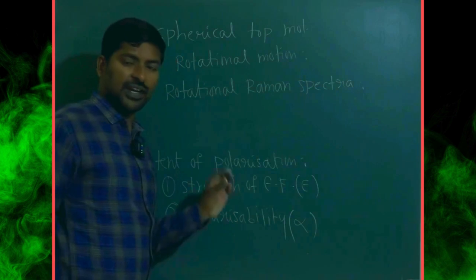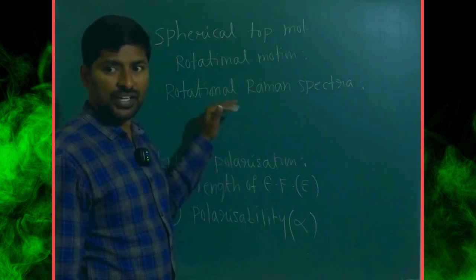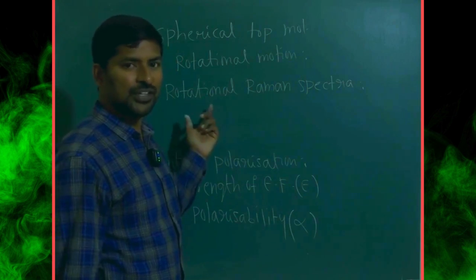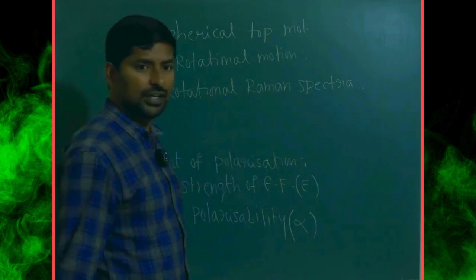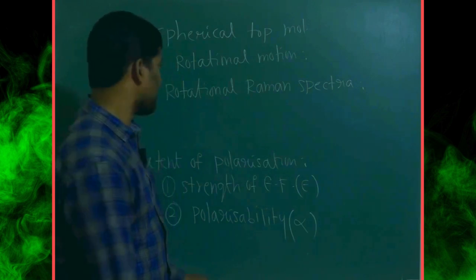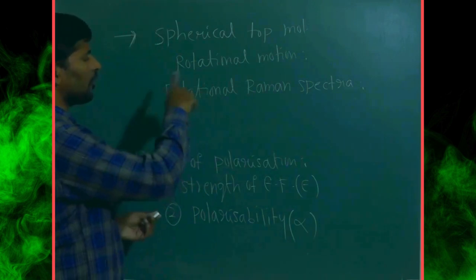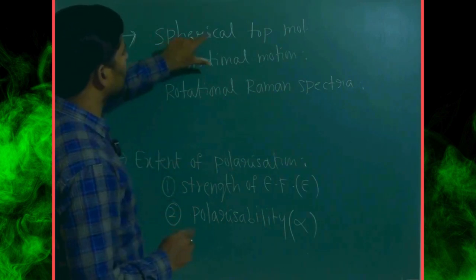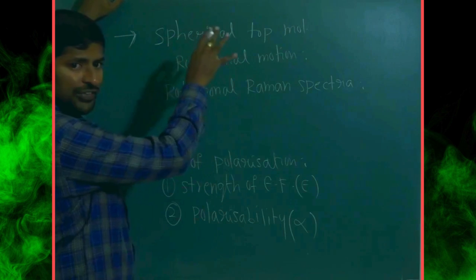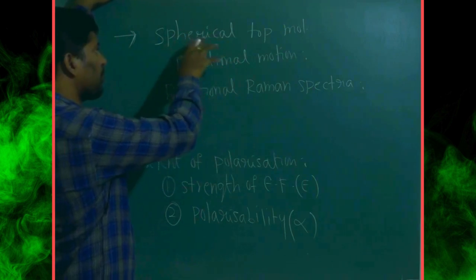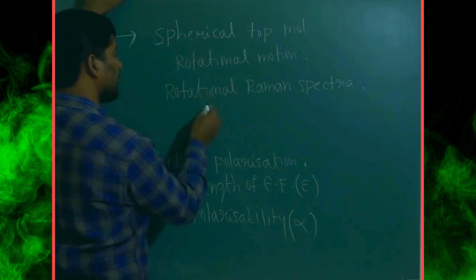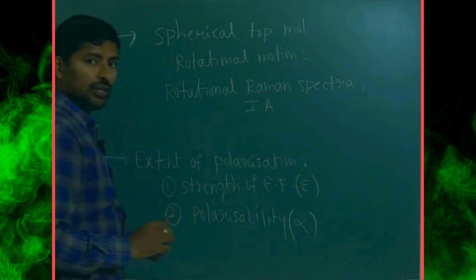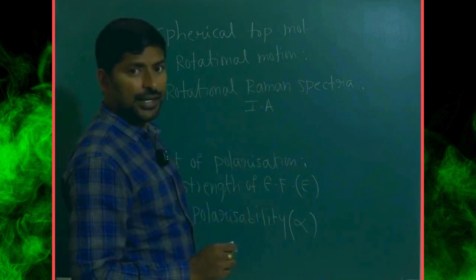Whenever we apply laser light, the transitions that occur between rotational energy levels are called rotational Raman spectra. The transitions that occur between vibrational energy levels are vibrational Raman spectra. Here they have a spherically symmetric shape, so whenever the electron cloud is distorted, they still possess spherical symmetry only. That's why they are rotational Raman inactive. Spherical top molecules are rotational Raman inactive.